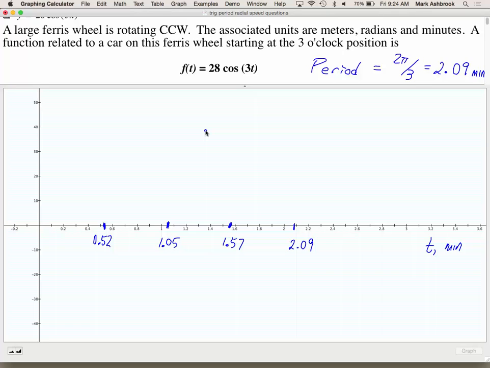So we're asking, if we start at the 3 o'clock position and time equals 0, how many meters to the right of the vertical diameter will we be at time equals 0? 28. We're at the right side, right? At the 3 o'clock position means we're 28 meters to the right of the vertical diameter. So here at time equals 0, we're going to plot the point 0, comma 28.